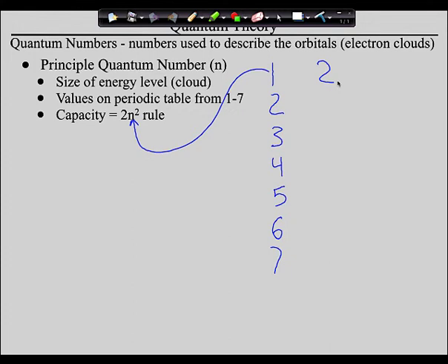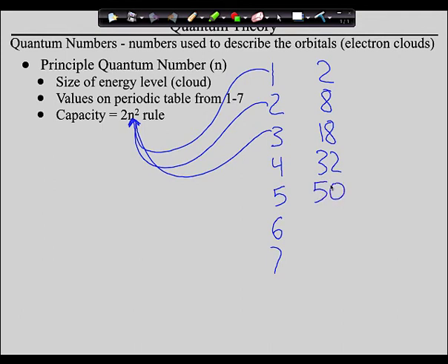How many electrons go in the second energy level? Well, plug in 2. What's 2 squared? 4 times 2 is 8. How many can go in the third energy level? Plug in 3. 3 squared is 9 times 2 is 18. How many can go in the fourth energy level? 4 squared is 16. Double that is 32. How many go in the fifth energy level? 50. If you can't figure that out, you don't know the pattern.